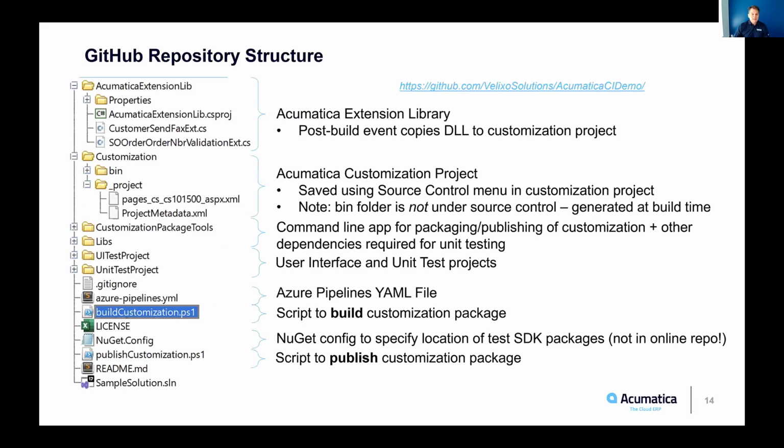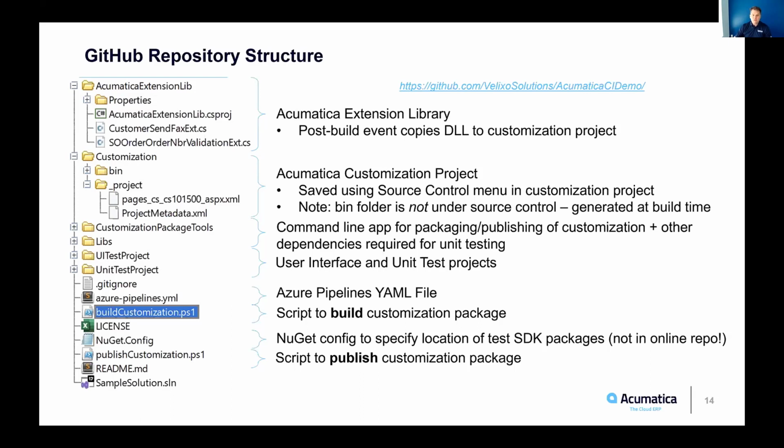Let's continue and take a look at the GitHub repository structure. What you see on the left side of my screen is a screenshot of the GitHub repository structure. By the way, the URL is on the screen here in blue, so you can actually open it right away in a separate window if you want to take a look at it on your machine. The first folder here is my Acumatica extension library. This is a simple C# library. It's an Acumatica class library, and it contains 2 graph extensions, which are packaged as part of a standard .NET DLL.